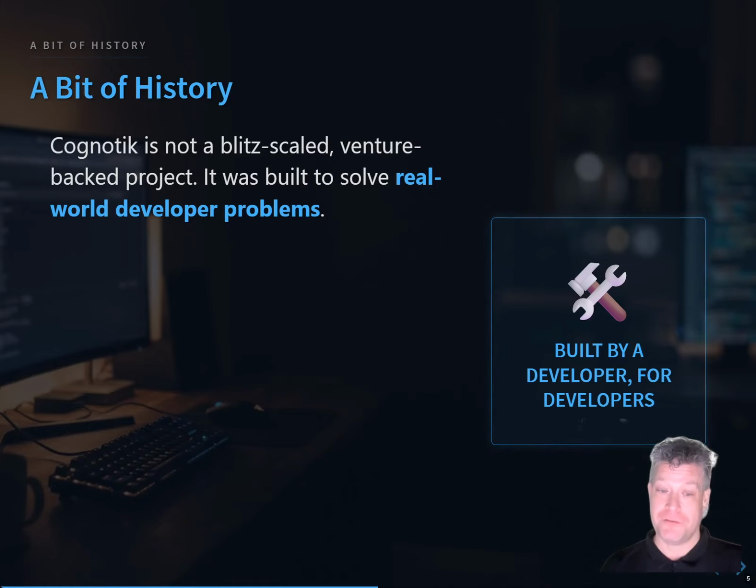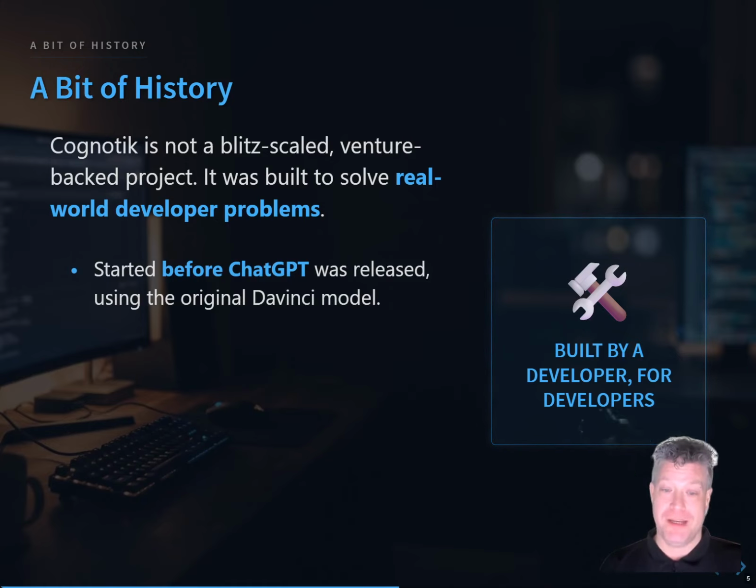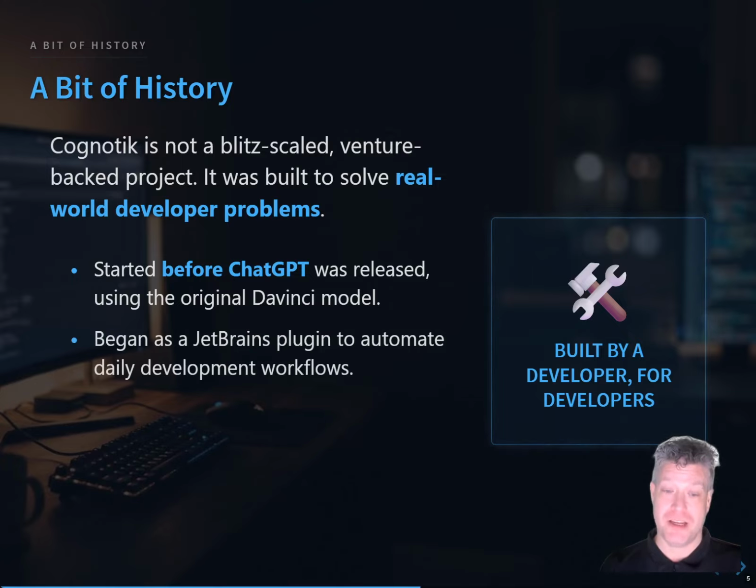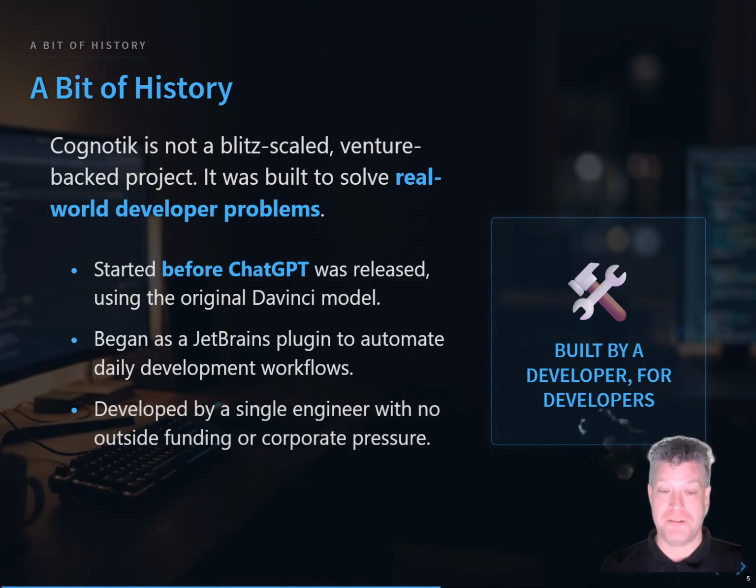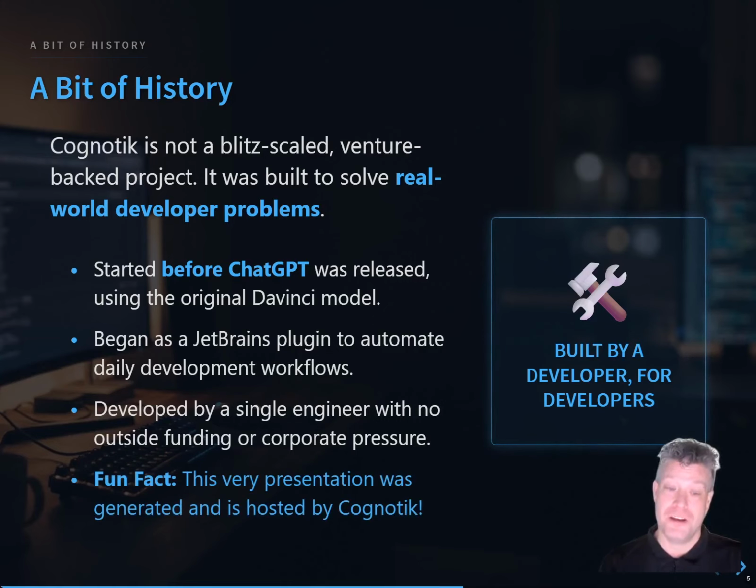I want to emphasize that this is not a blitzscaler venture-funded project. I built this myself. The project actually began before ChatGPT was released, using the original Da Vinci models as a JetBrains plugin to automate my own development work. There's no team and no outside funding, just what I've put into it. Until very recently, it existed primarily to solve my own problems. A fun note, this presentation itself was created by and is hosted on Cognotik. I'll show you that in a moment.